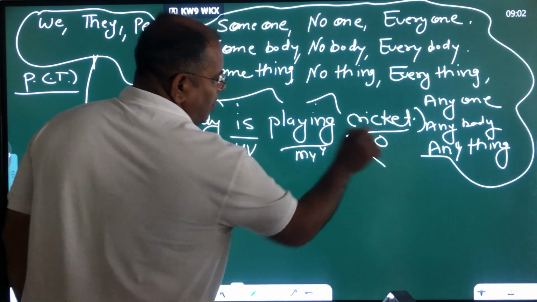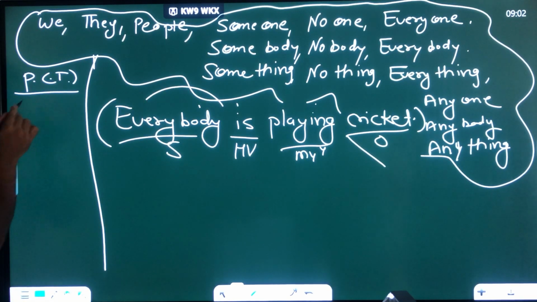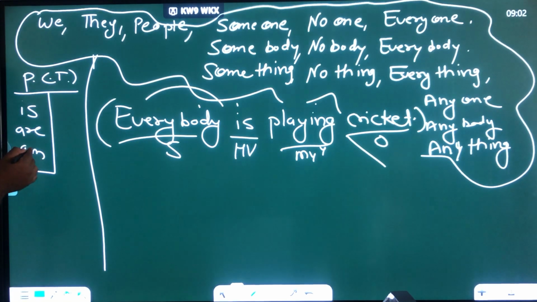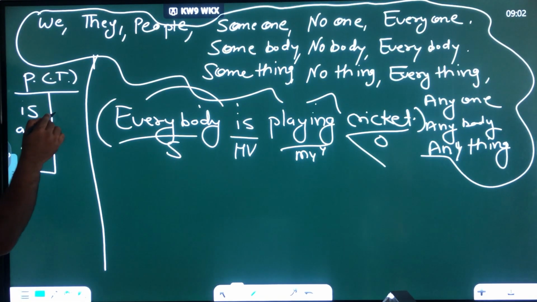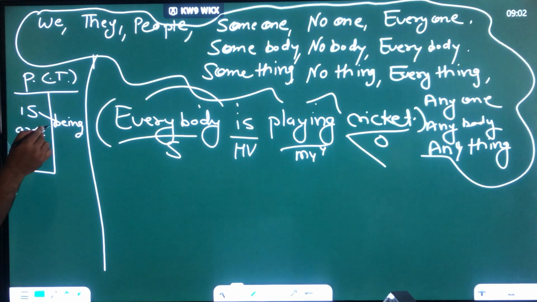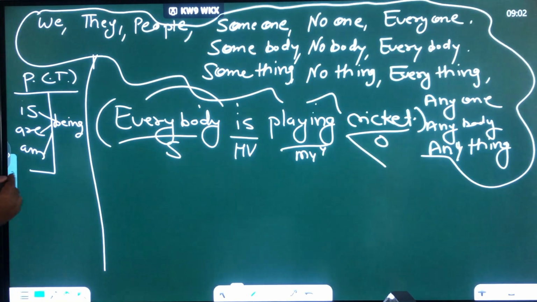Cricket is the object. Guys, in the present continuous tense we use is, are, and am as HV. And if we use is, are, am as a helping verb in the active voice, then we convert into passive voice like being. For example, is being, are being, am being according to subject eligibility. So guys, focus here.